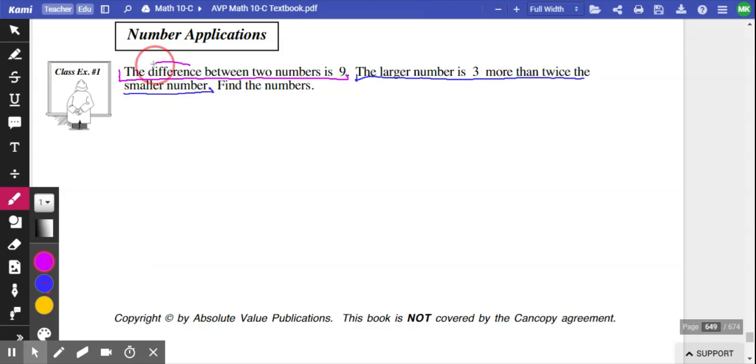The difference. What does the word difference mean in math? Subtraction. It means subtraction. So I know that my purple equation is going to have a subtraction sign. The difference between two numbers. Do we know what these two numbers are? Not yet, right? We don't know what they are. So when you don't know something in math, what do you call it? X and Y. Perfect. This is the difference between two numbers. I have no idea what those numbers are, but that's the difference between them.